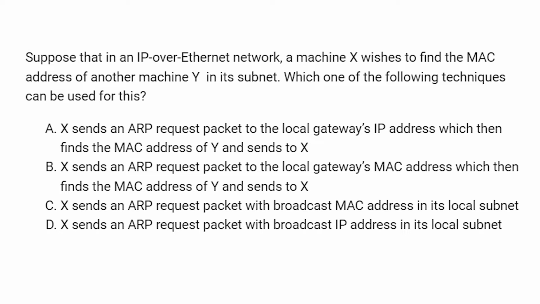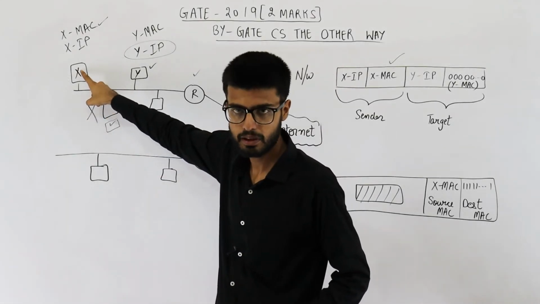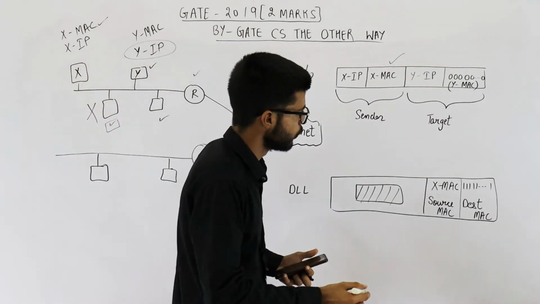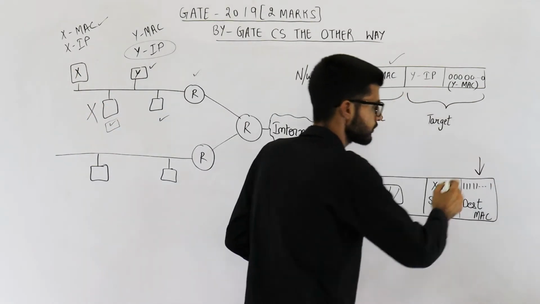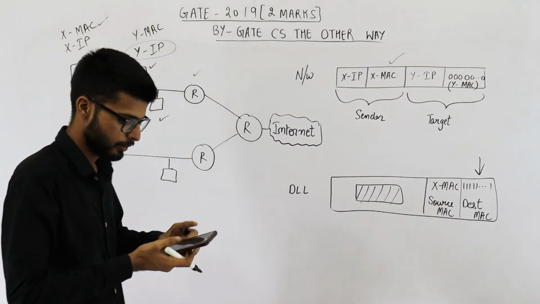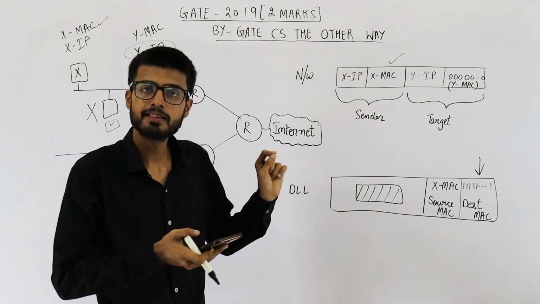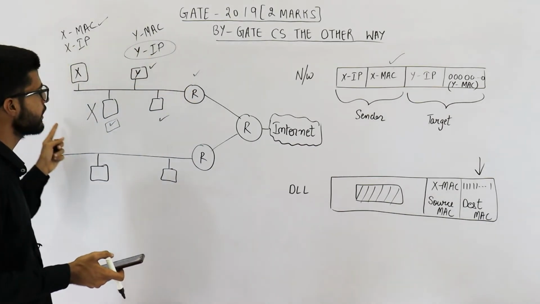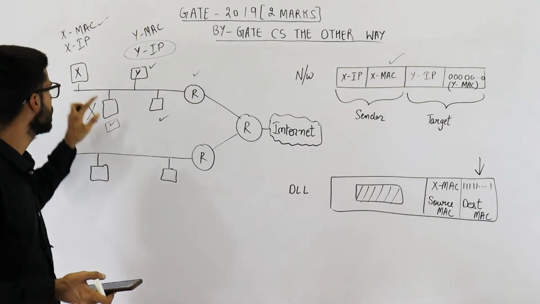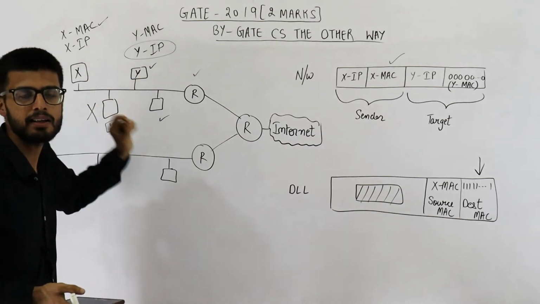Option C says X sends an ARP request packet with broadcast MAC address in its local subnet. This is true. Okay, that means everyone must receive this packet. In the entire subnet, X will send an ARP request because X knows that X and Y, both of them, are in the same subnet.